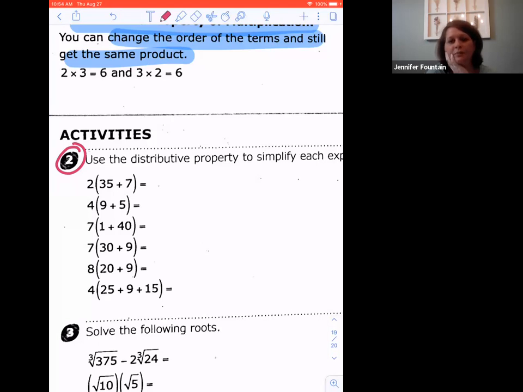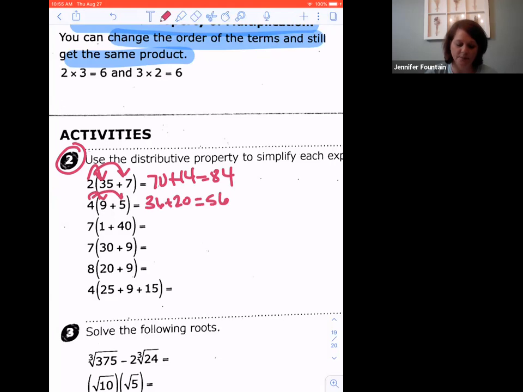All right, y'all good? Does anybody need more time? All right, so let's go ahead and take a look at these. Okay, so if I have 2 times 35 plus 7, if I distribute 2 times 35 is 70, 2 times 7 is 14, so that's going to give me 84. The next one, 4 times 9 is 36, 4 times 5 is 20, so you should end up with 56.